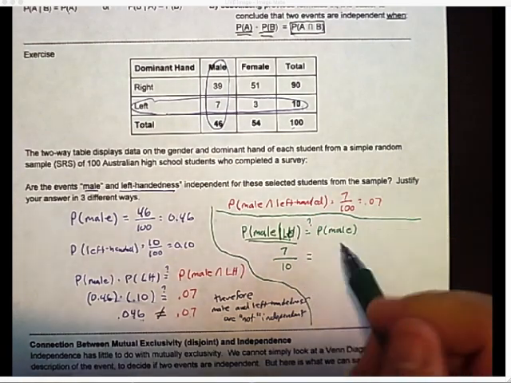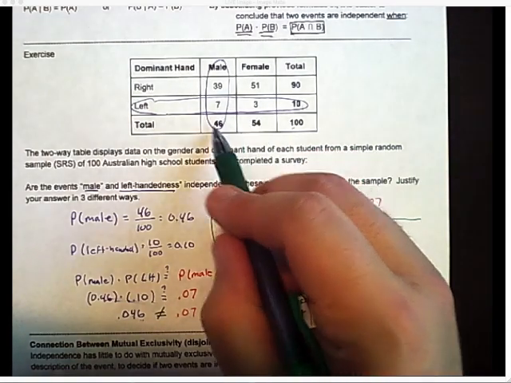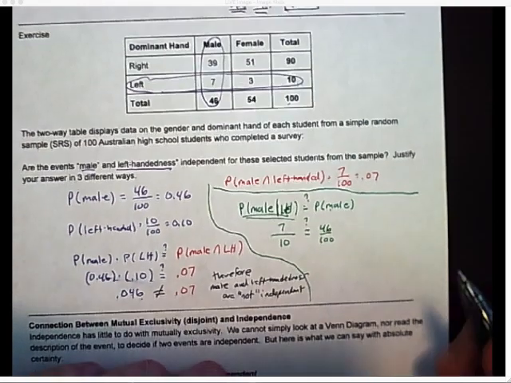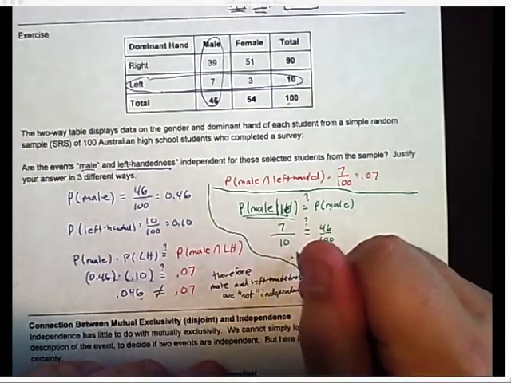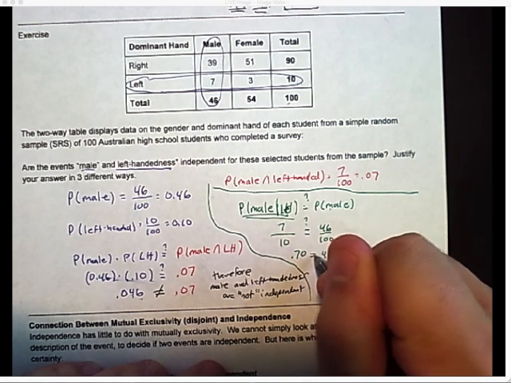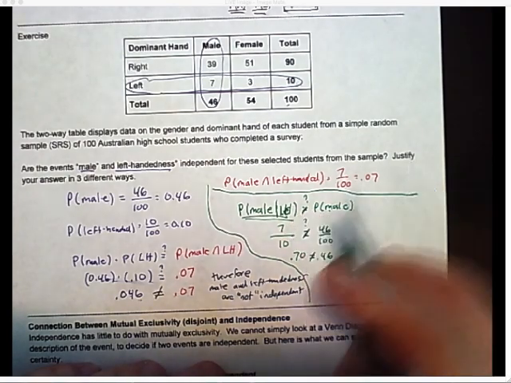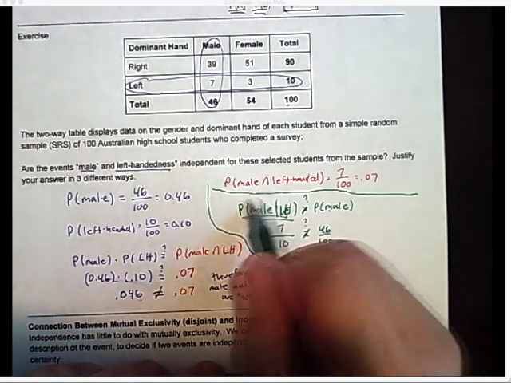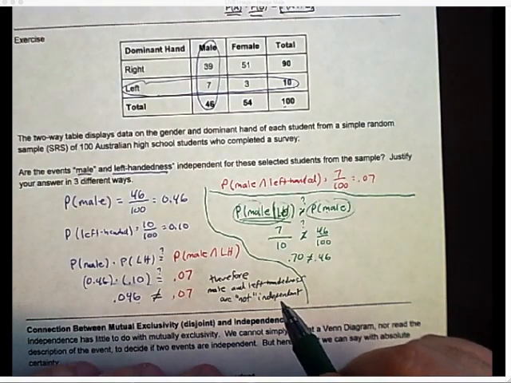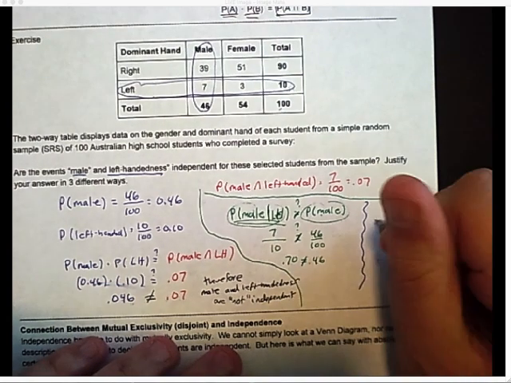Does that equal the same thing as the probability of being male? Well, the probability of being male is 46 out of 100. So is that true? Well, 7 out of 10 is 0.70. 46 out of 100 is 0.46. Those do not equal each other. So since this does not equal this, they're not independent. Or you could have switched it up. You could have done it this way.